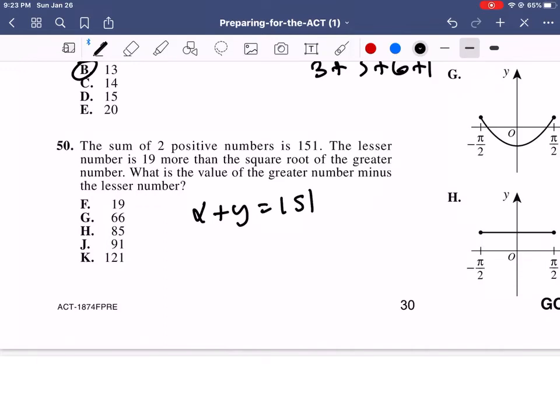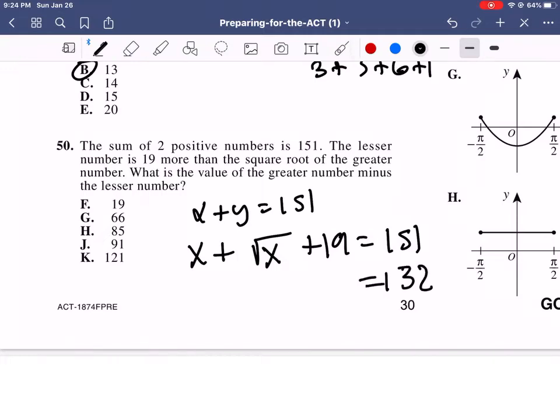The lesser number is 19 more than the square root of the greater number. So x, the square root of the greater number, so x square root of x plus 19 equals 151. Okay, that looks complicated, right? Yes, because it is. 151 minus 19 is 132.